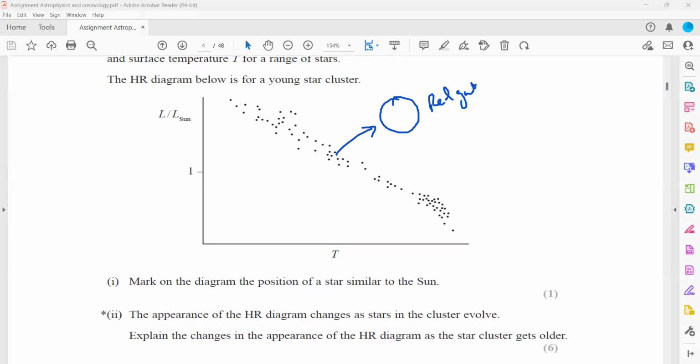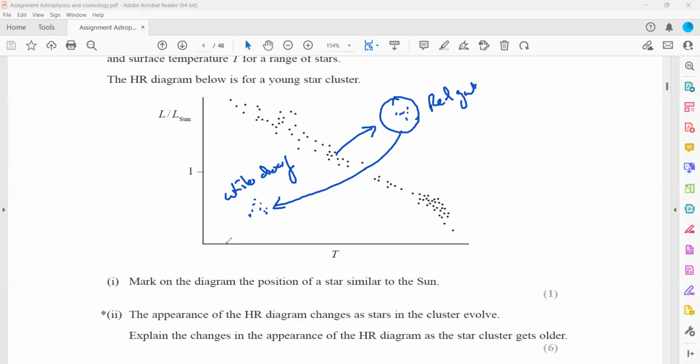When helium fusion ends, the red giant will evolve into a white dwarf. And what are white dwarfs? White dwarfs are basically stars which have a high temperature, but because the size is small... In which region will we find these white dwarfs? We'll find them in this region. In this region, we'll have the red giants here, and then we'll have the white dwarfs.